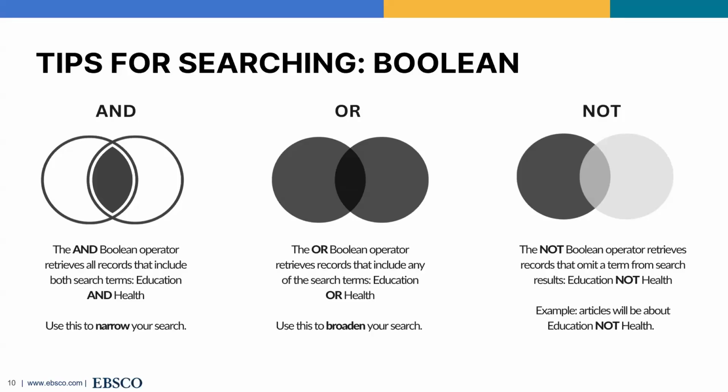And finally, we have the NOT Boolean operator, and this will come in handy if you want to remove ambiguity within the search results. So if you want to omit a term from your search results, you can utilize the NOT Boolean operator. Say, for example, we only want to search for education and not health. So you can use the NOT Boolean operator.